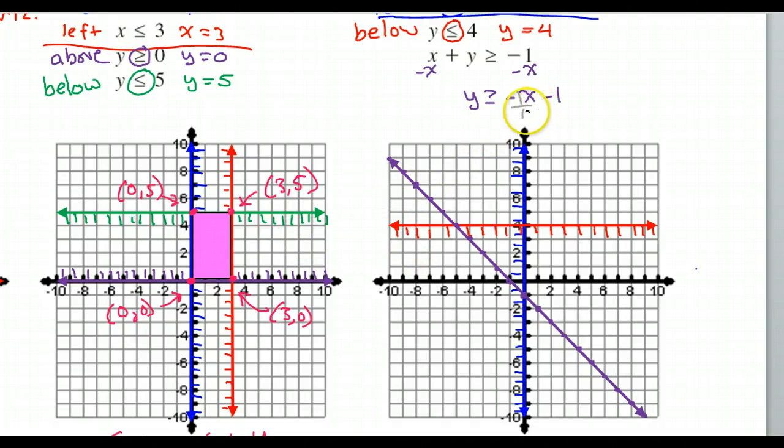Alright, so this is the line. Because this is greater than or equal to, we are going to shade above. Okay, so we will put just a little bit of shading on the above side of the line. Alright, please do not scribble anymore. Instead of scribbling to show your shading, just do this. It's much neater. And more importantly, I can read it.